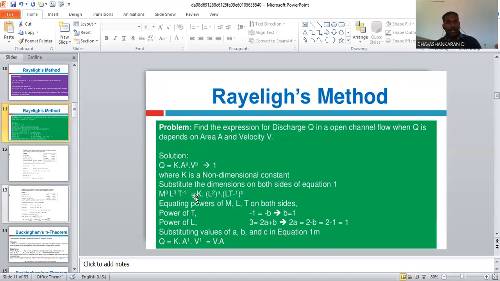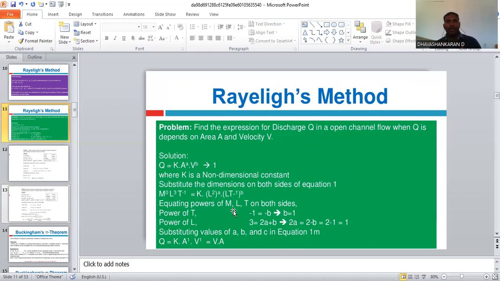Then substituting the constant K, the meter will be taken as length L. For area, the unit is meter square, so we put L square, raised to the arbitrary power a. Then we have the velocity, which has the unit meter per second: L into T inverse, raised to the arbitrary power b.